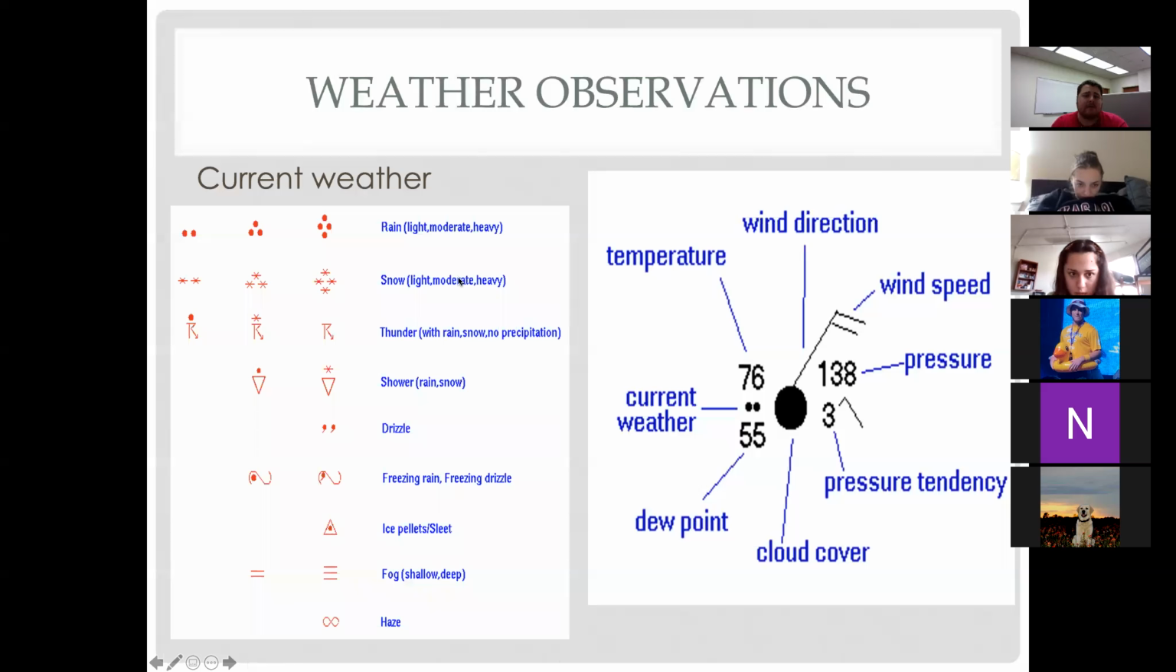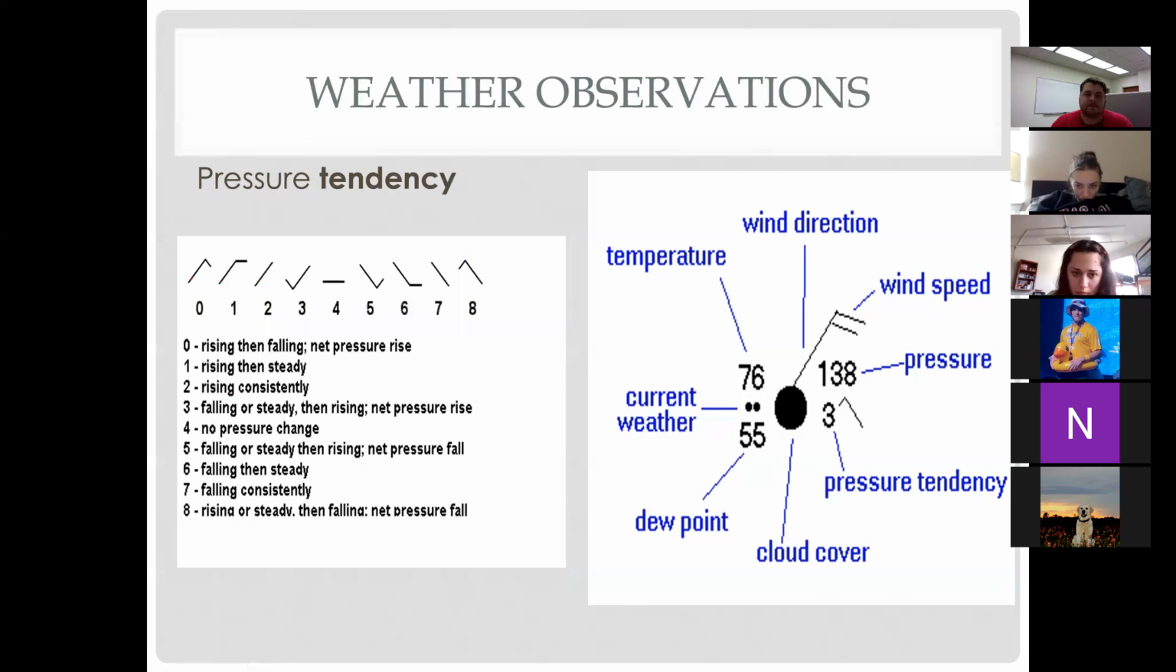And then here are the symbols again for the current weather, the different ones for rain, snow, thunder, shower, drizzle, freezing rain, ice pellets, fog, and haze. So I believe you guys are going to look at a couple this week during your lab assignment.